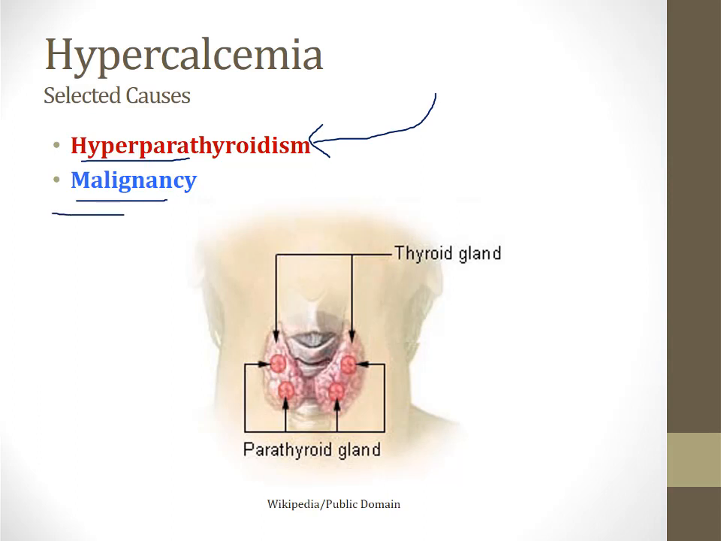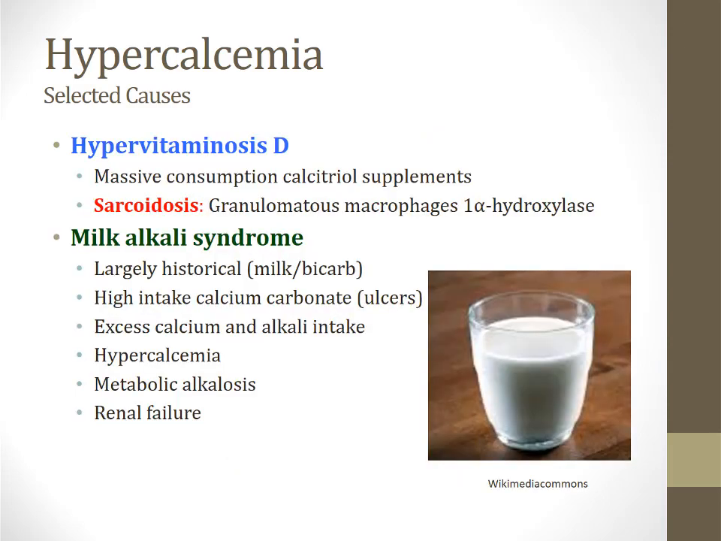In addition, many malignancies promote the breakdown of bone, and this also leads to hypercalcemia. Two other causes of hypercalcemia that you should know for step 1 of your boards are shown on this slide. Hypervitaminosis D occurs when there are excess levels of the active form of vitamin D found in the body. This has been rarely reported among patients who consume massive amounts of the active form of vitamin D, calcitriol, via supplements. This can also occur in sarcoidosis.